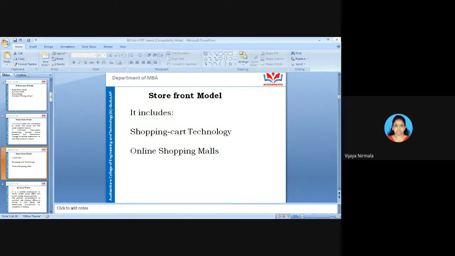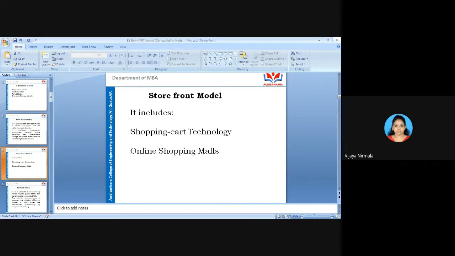Often these online shopping mall sites used to act as shopping portals, directing the traffic to the leading retailers for a specific product.